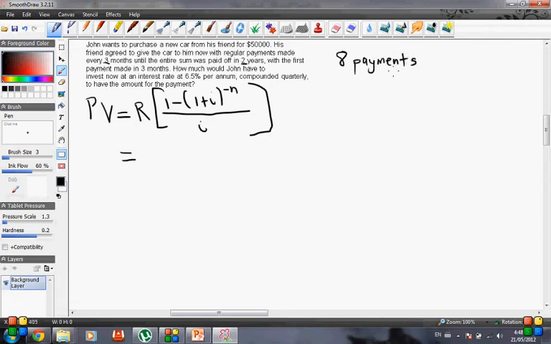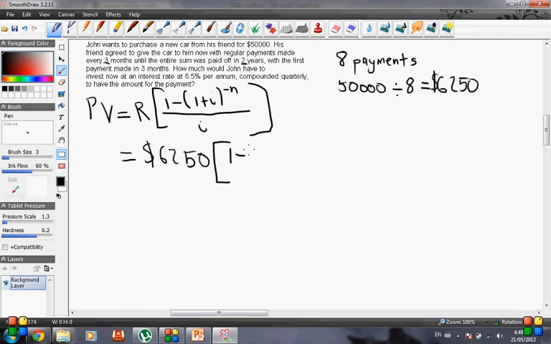8 payments. So to figure out how much each payment would be, just divide 50,000 divided by 8 payments, which would be $6,250 per payment. Let me just double check if that's correct. Yep, $6,250 per payment, which means that is the amount that the bank has to pay him every 3 months to compensate for the amount he's paying his friend. So R here would be $6,250 bracket 1 minus 1 plus.